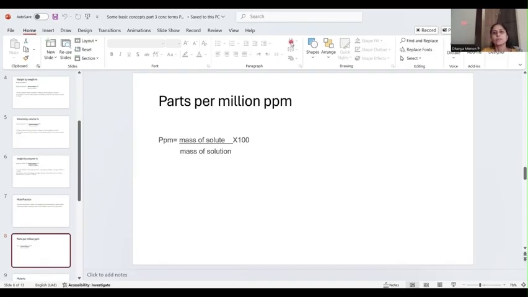Now, this is used for very small concentration terms, like, for example, if you need to measure the hardness of water, in industries it is used. How much of impurities are there, measuring the hardness of water, we use parts per million. Million means 10 raised to 6. So I'll just share the screen.